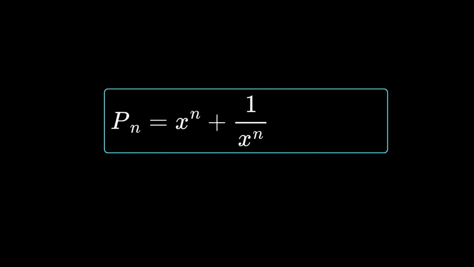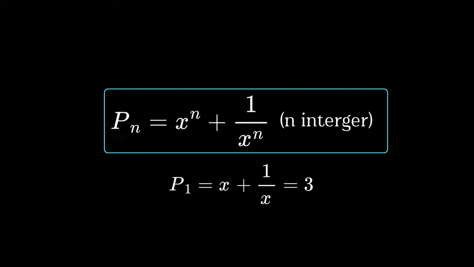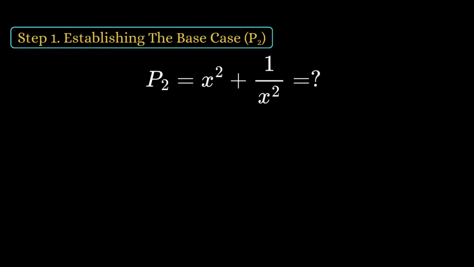First, let's establish our definitions. P sub n equals x to the n plus 1 over x to the n. And we already know our starting point, P sub 1, is 3. To build anything, you need two base values. So let's find P sub 2.